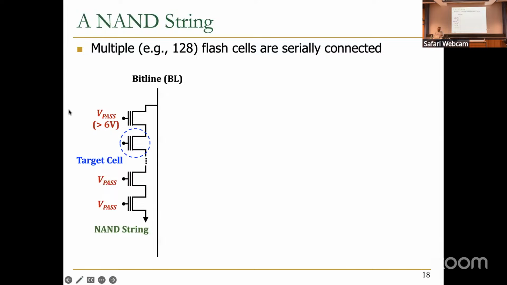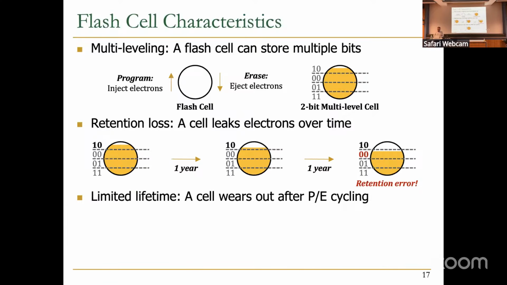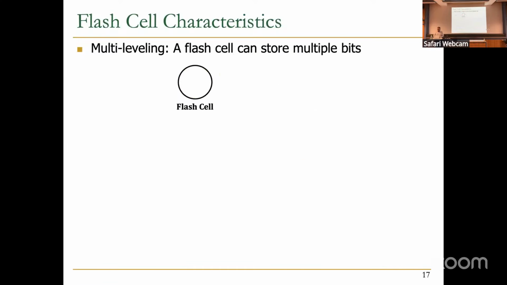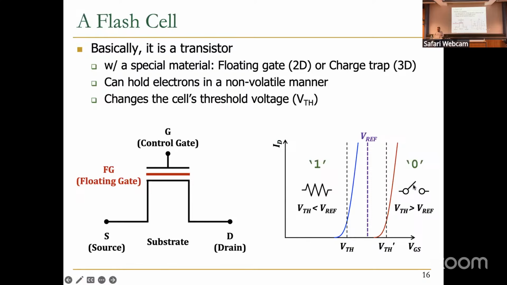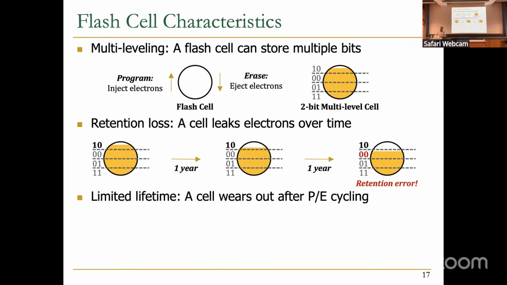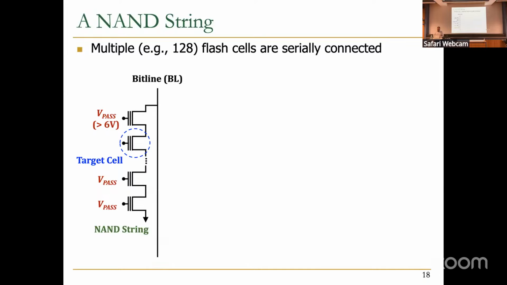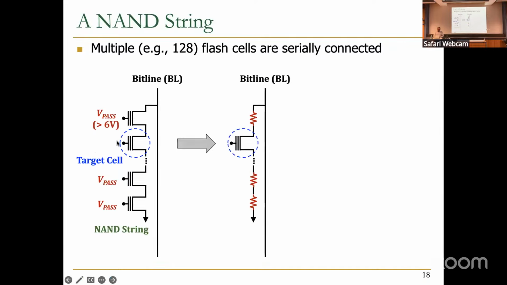So VPass, which is, for example, 6 volts, is a voltage somewhere here, that whether or not you program, it's going to turn on that flash cell. So people apply this VPass to other cells, and only to the cell that you want to access, you apply your reference voltage, essentially. So that's a NAND string. It can be like 128 flash cells that are serially connected.